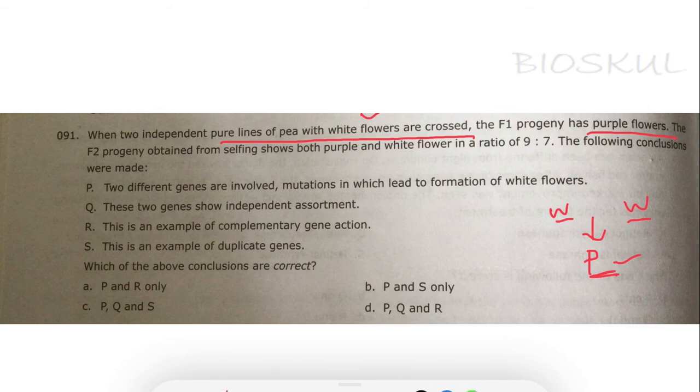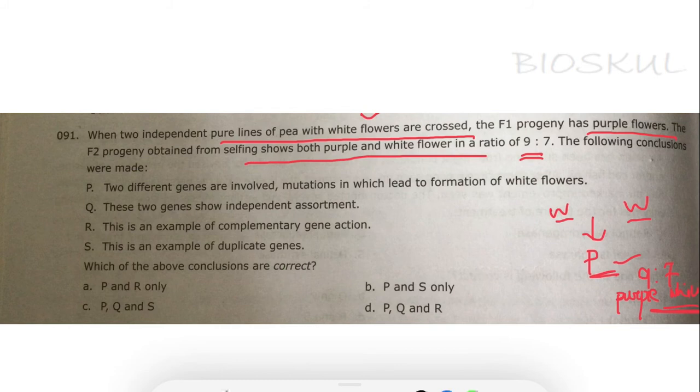We conclude by reading this portion from the question. The F2 progeny obtained from selfing shows both purple and white flowers in a ratio 9:7. Here it is also mentioned that the ratio is 9:7. This question is about complementary gene interaction. And the following conclusions were made. Okay, let's see the options.